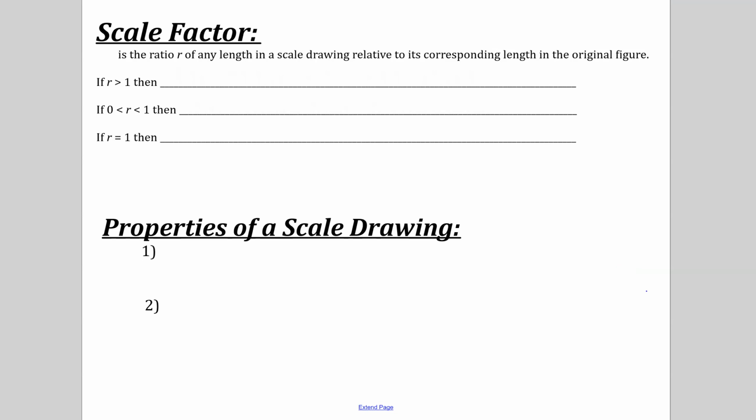So first things first, our scale factor. That is the ratio, which we represent with R, of any length in a scale drawing in relation to the corresponding lengths of that original figure. So the R value is the representation of whether we have an enlargement or a reduction, or if the item stays the same. So if we take a look here, when R is greater than 1, that means the image size is enlarged. We're going to get a larger picture of what we are talking about.